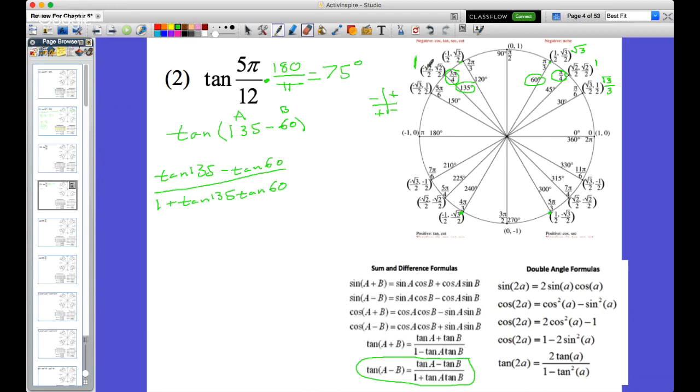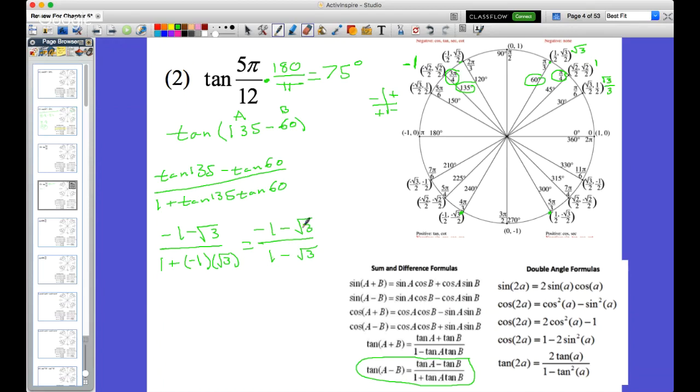But here's the thing. Tangent is found by doing sine over cosine. So we have a positive over negative, which means this should not be 1. It should be negative 1. Now it's just a plug and chug. So wherever we see tangent of 135, we're plugging in negative 1. Wherever we see tangent of 60, we're plugging in that root 3. So that'll give us negative 1 minus root 3, and then 1 plus negative 1 times root 3, which eventually simplifies to negative 1 minus root 3 over 1 minus root 3.